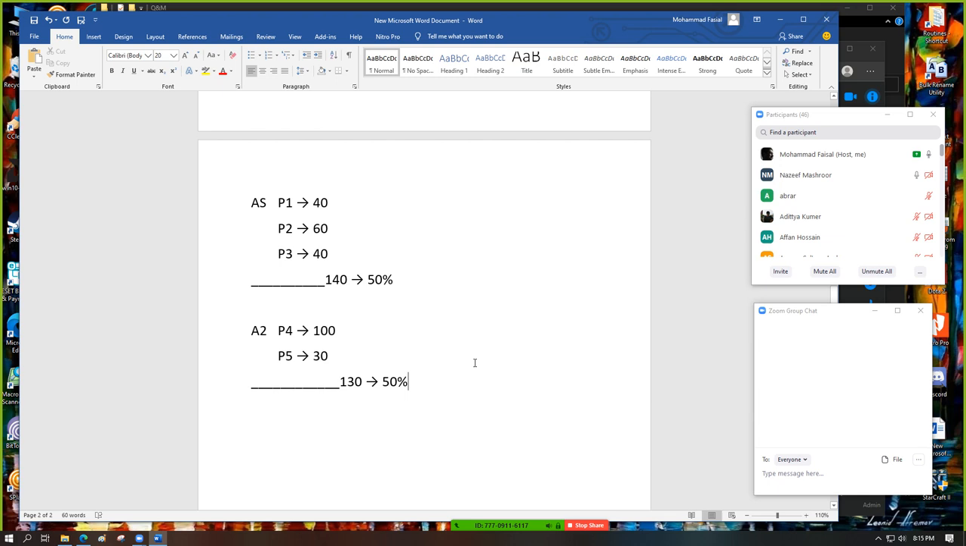Out of 270, AS is going to provide 140, and A2 is going to provide 130, and each of these marks will be converted to 50%, and then they will be merged together. So there is a little bit of difference in the marks distribution, so they are not exactly equal.